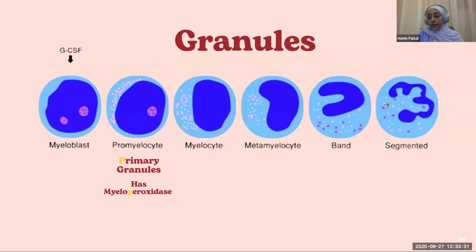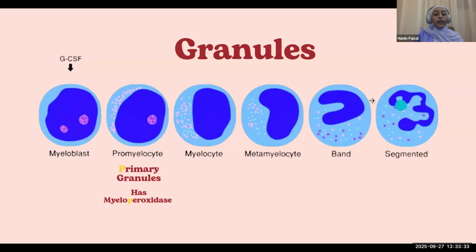The segmented one at the end is the neutrophil. It has a nucleus that's segmented and it has granules. Lymphocytes, they have one big nucleus and they're agranulocytes. They don't have granules.